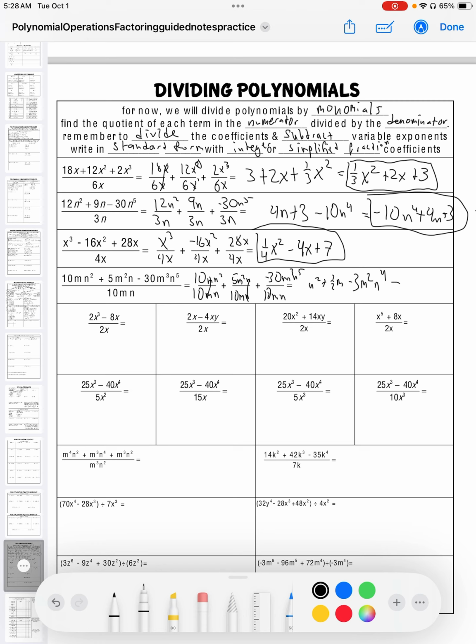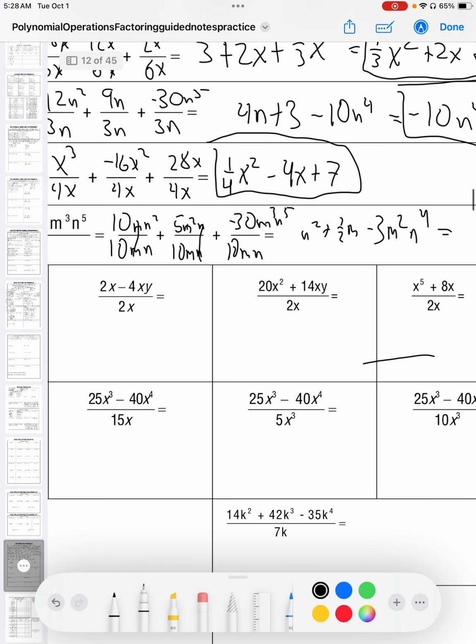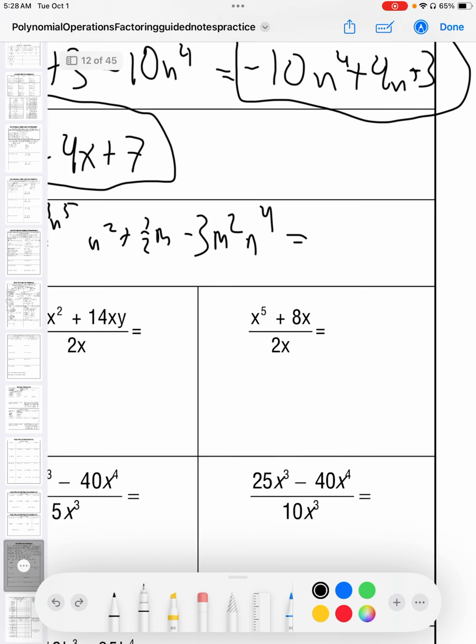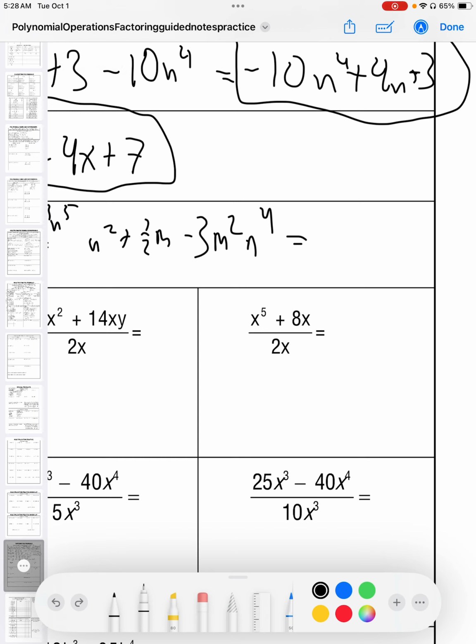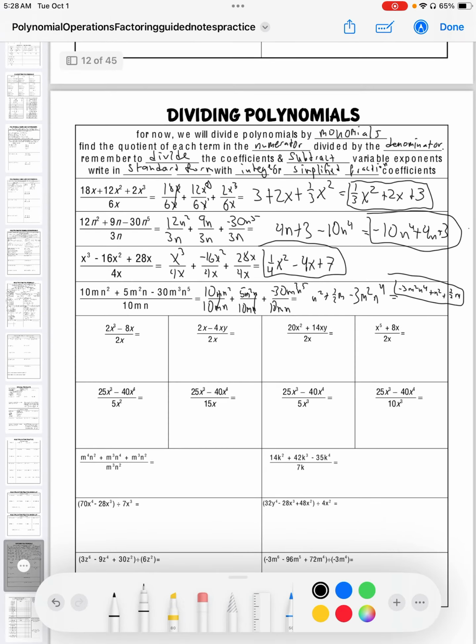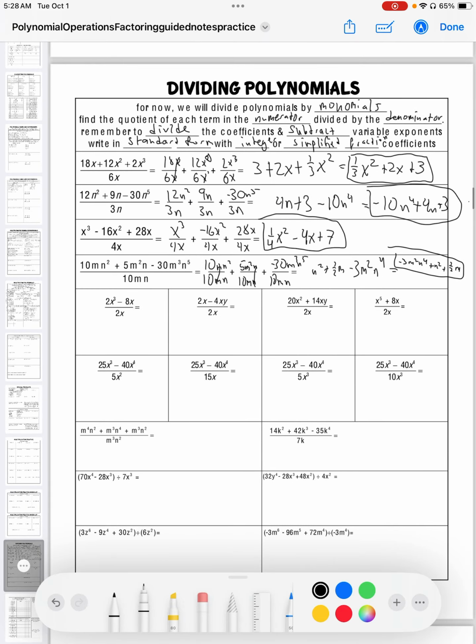And again, need to put these in order. I'm going to need to zoom in so that I can fit it in the space. So this is going to be first the negative 3m squared n to the 4th plus n squared plus 1/2 m would be our answer here. So hopefully that will help you to fill in the rest of these.